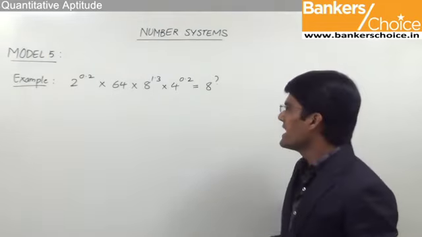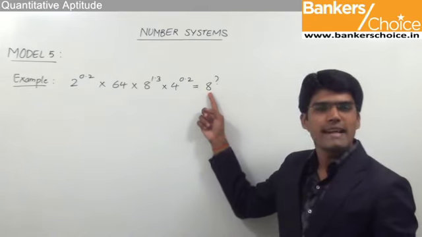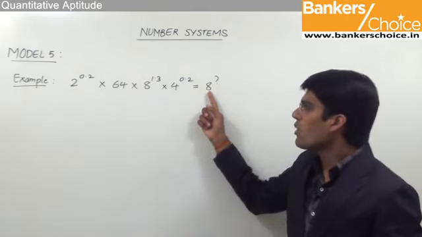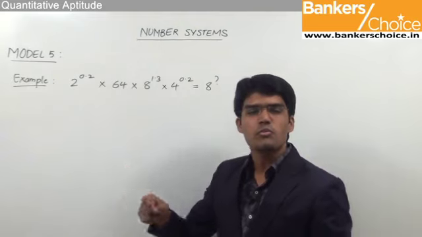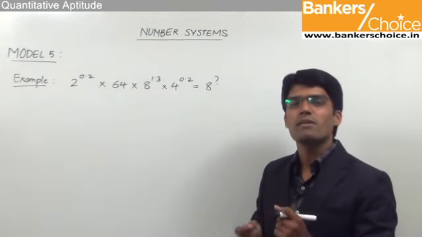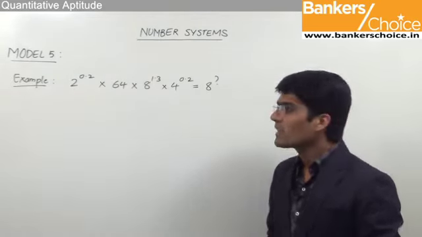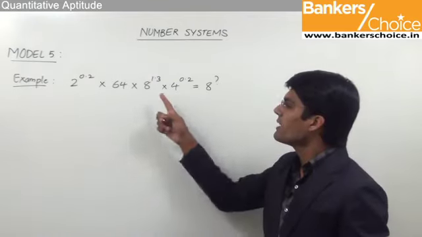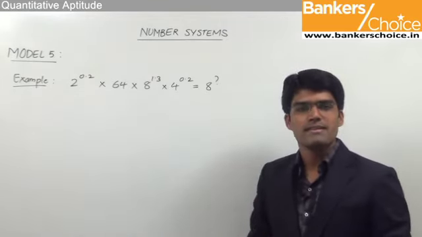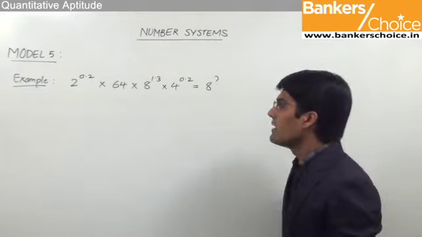To solve this question, as we can see that the base on the right hand side is equal to 8. So all the bases on the left hand side should be made equal to 8 with the help of different rules that we have learned. So let us see how we can convert everything in terms of the base 8 on the left hand side.